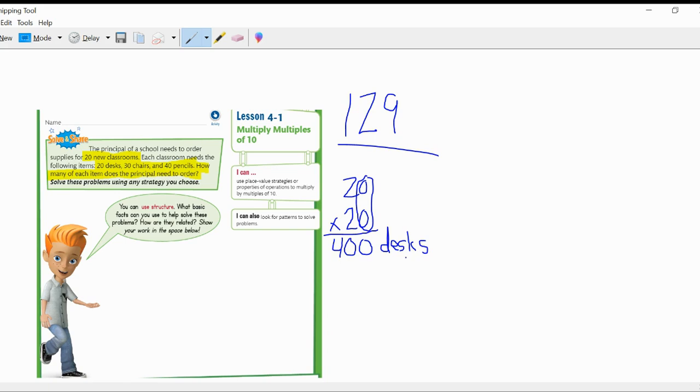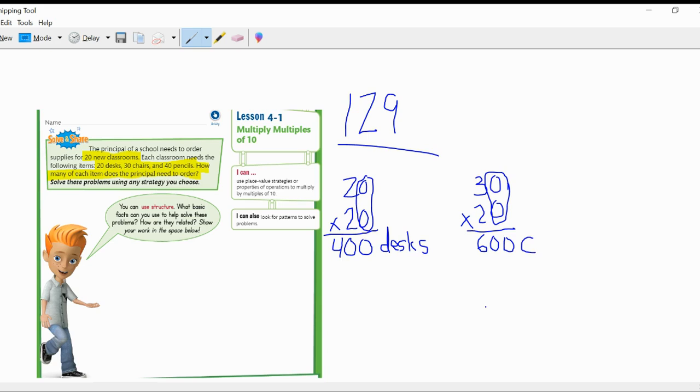Now we're going to look at chairs. So I'm going to do the same thing. I'm going to do 30 times 20. So I'm putting the 30 on top. I'm going to times it by 20. So again, I'm going to hold off on my zeros. I'm going to save them for later. I'm going to do 3 times 2, which 3 times 2 is 6. And then I put my zeros on at the end. So I need 600 chairs. I'm just going to put a C for chairs.